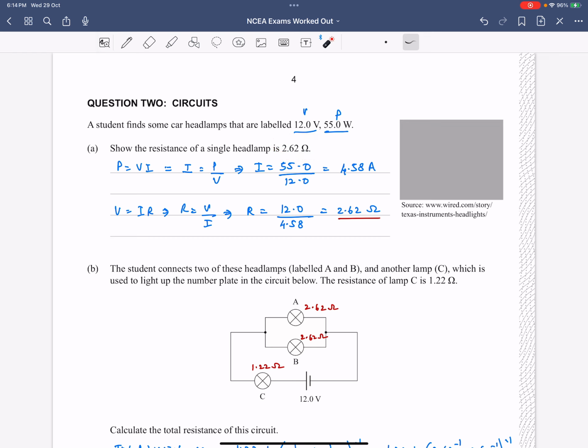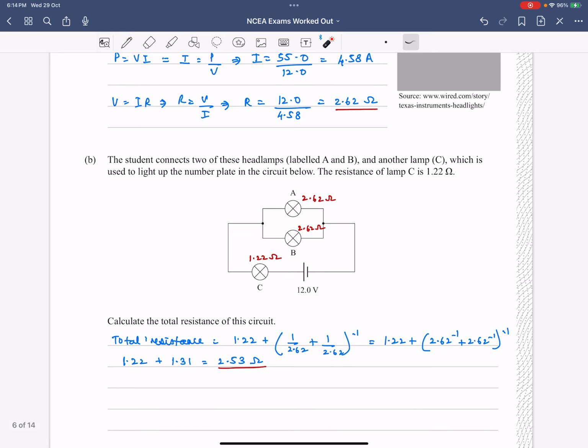So I did this in 2 steps. Power is voltage times current, so current is power over voltage. This is your power, this is your voltage, and you get 4.58 amps. And then I used V equals I times R because we're trying to find out R. So I know V and I now, and then you divide that and you get your R.